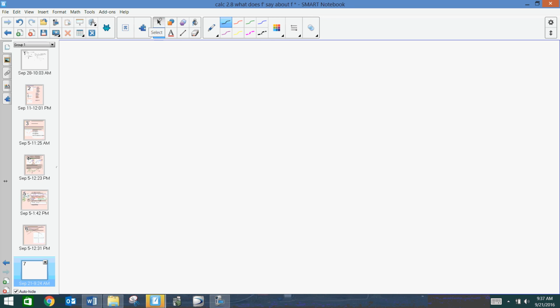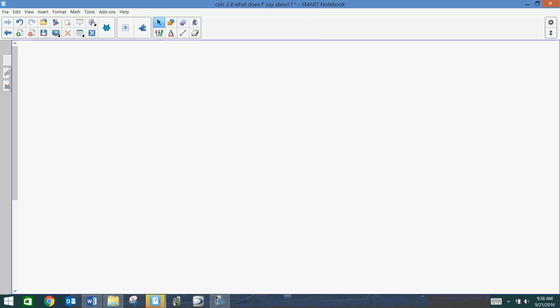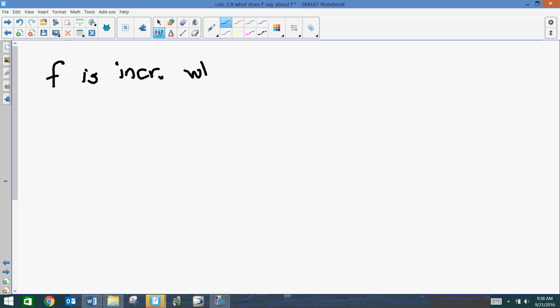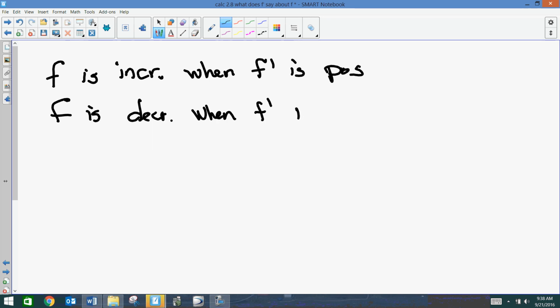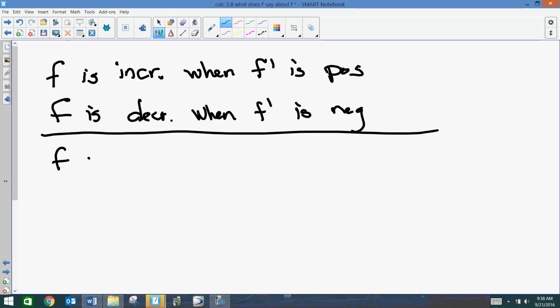Let's review what we know about f. f is increasing when f prime is positive. Okay, f is decreasing when f prime is negative. Okay, f is concave up when f double prime is positive.